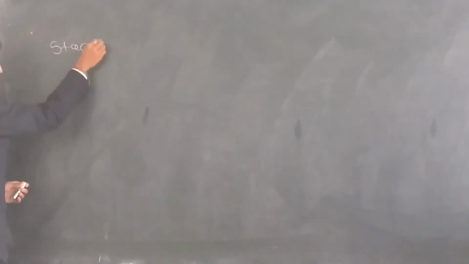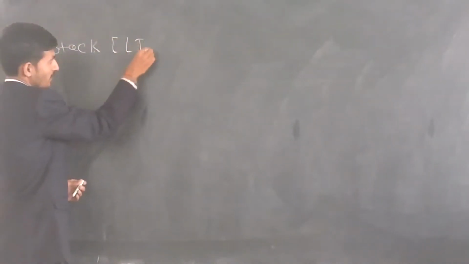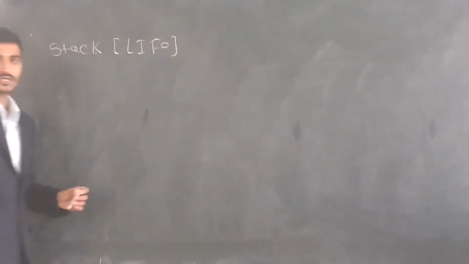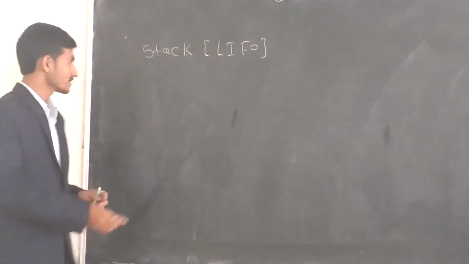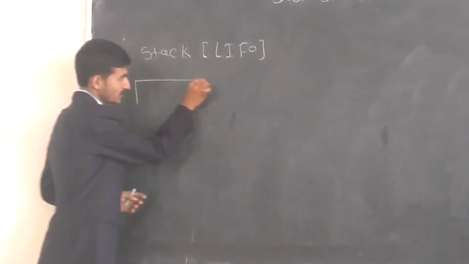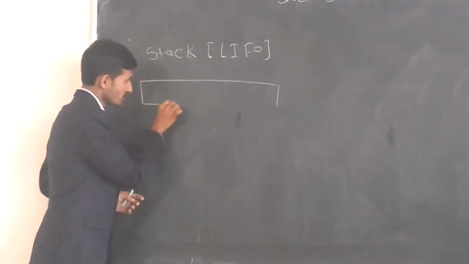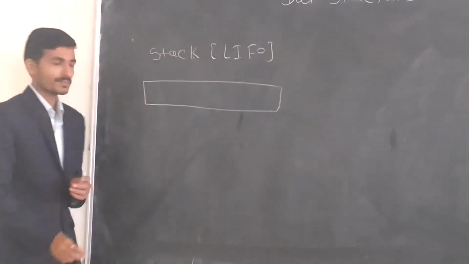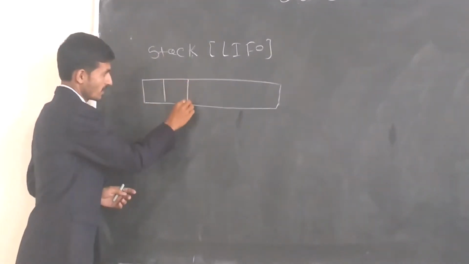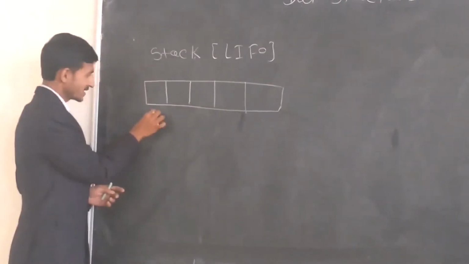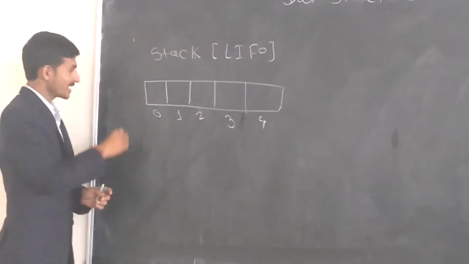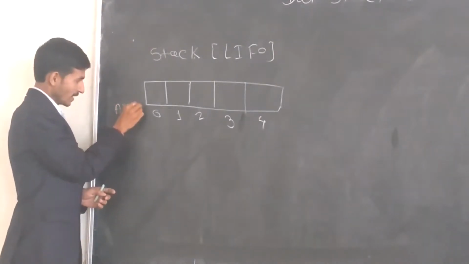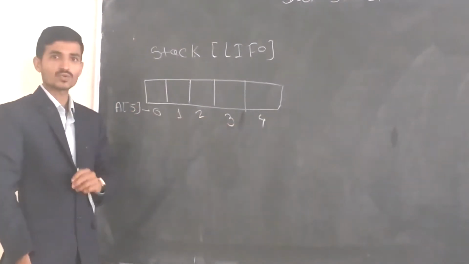So stack is a last in first out data structure. The information is organized sequentially. We have to write a certain method to organize the data. Suppose this is an array representation, and these are the indices. Suppose we consider the array A of 5, these are the sequential indices where we can store an element.